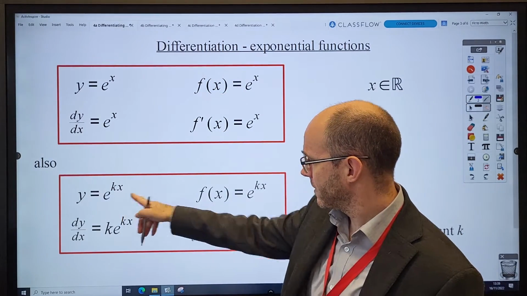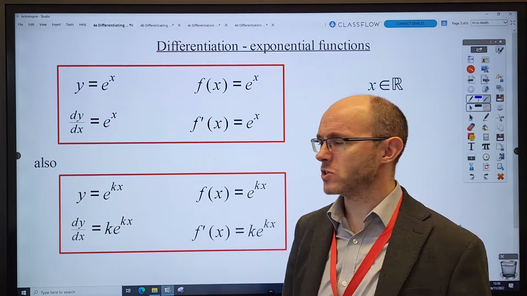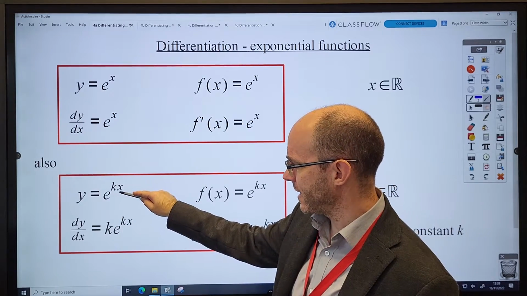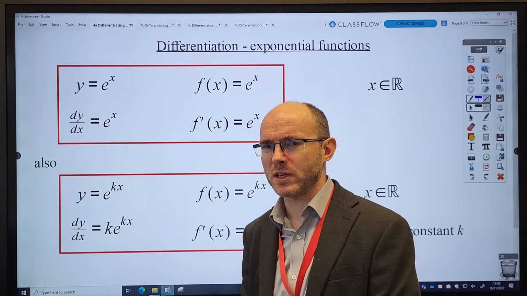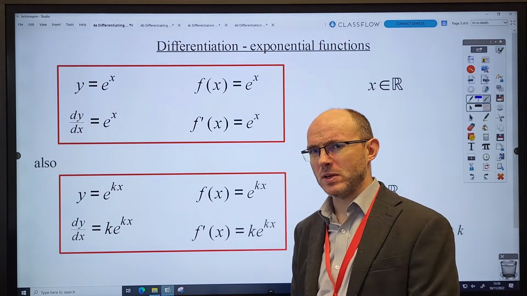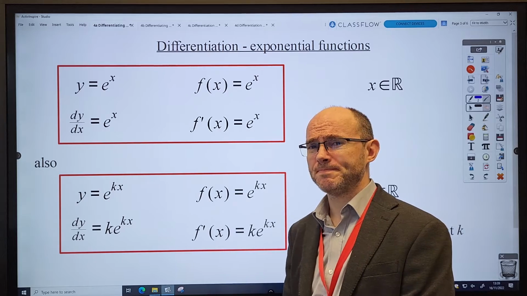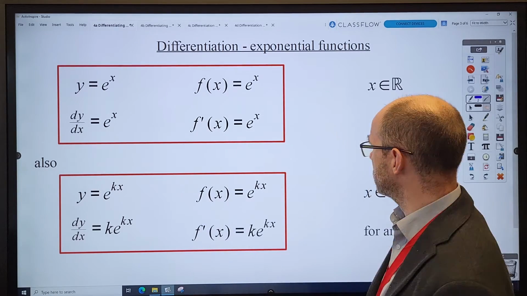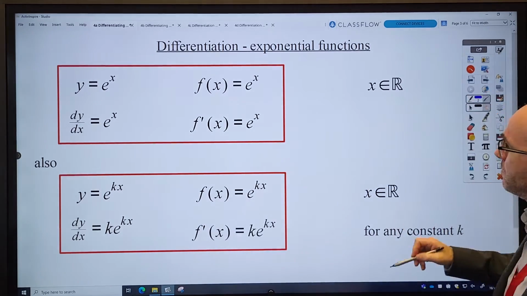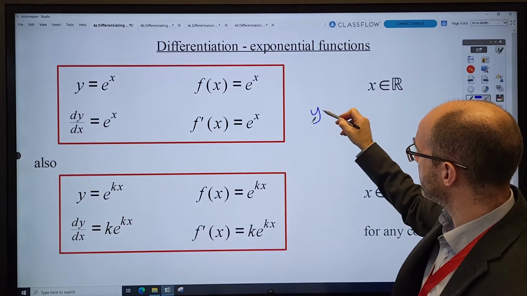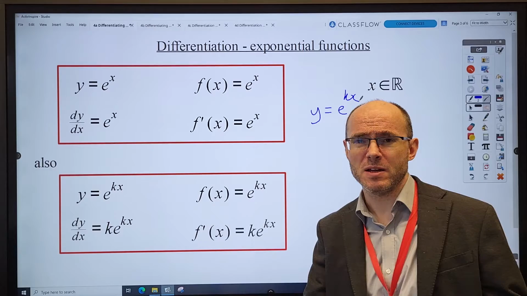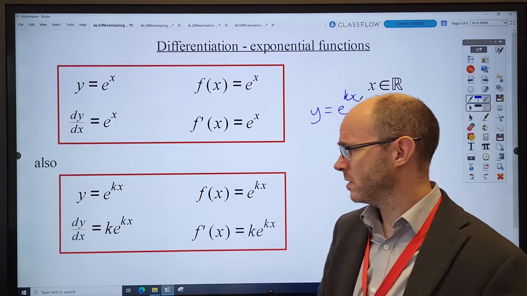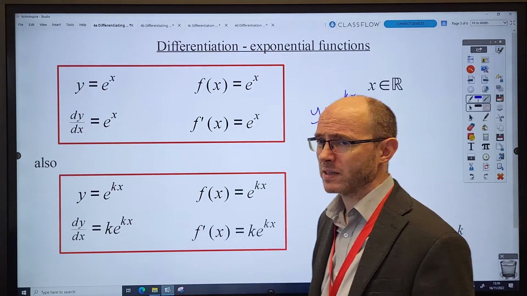Now here, can you spot why this result is true? If y equals e to the kx, then dy/dx equals k e to the kx. Maybe pause the video, have a think about it. Still need a clue? Use the chain rule. Think about how the chain rule works. I'm just going to do it by here. So if you've got y equals e to the kx, where k is any number, let's just say for the sake of argument it's 2. So y equals e to the 2x.